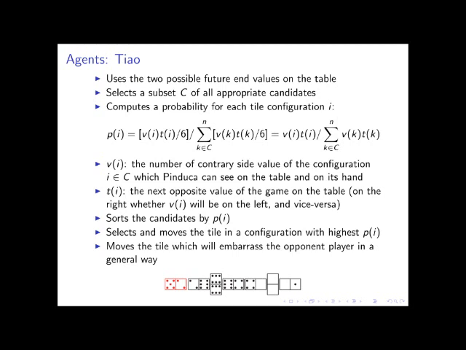V5 is the number of 5s which Tiao can see, and T1 is the number of 1s which Tiao can see. Tiao sorts each candidate by Pi and then selects and moves the tile in a configuration with the highest Pi. So, Tiao moves the tile which will embarrass the opponent player in a general way, because Tiao analyzes the two future values of the game on the table.